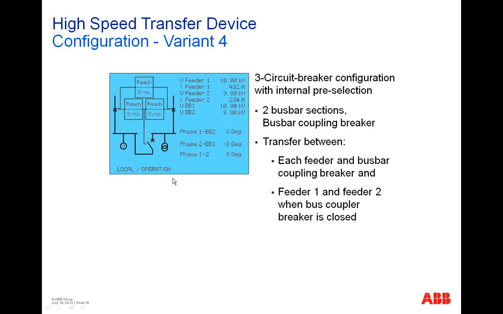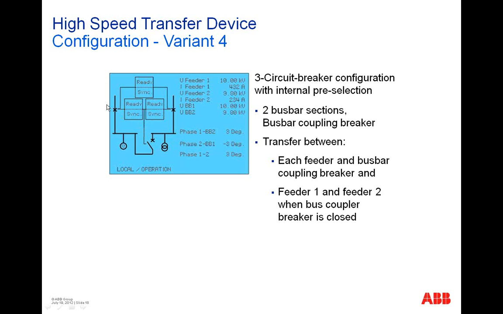Variant 4, you see, is also very similar to variant 2. We can perform a transfer from here to here, which means you have a failure here, open this breaker, close this breaker, and everything will feed from this side. Or, this is closed, we have a failure here, then this one will be opened, this one will be closed, and everything will feed from the other side. But variant 4 has one more feature.